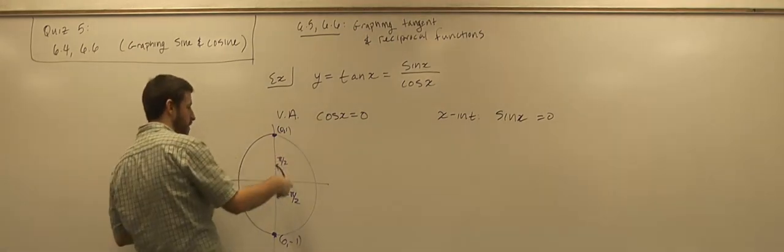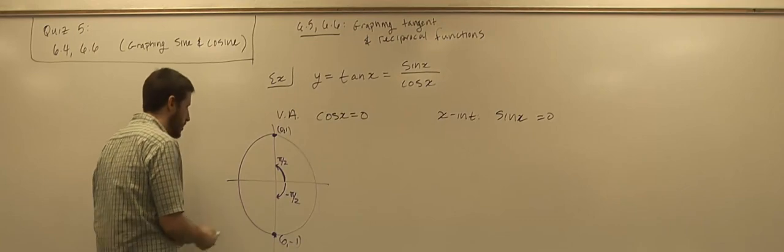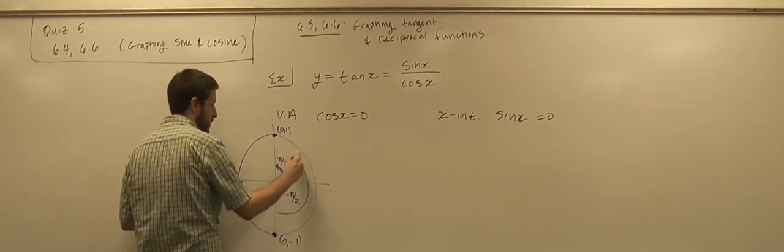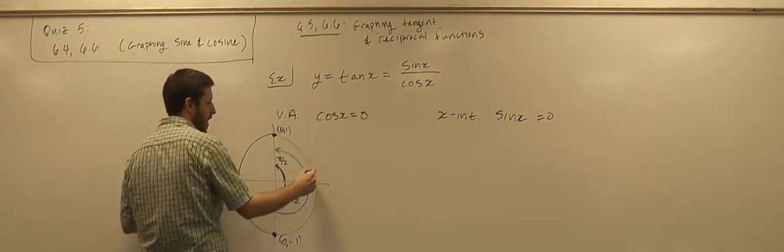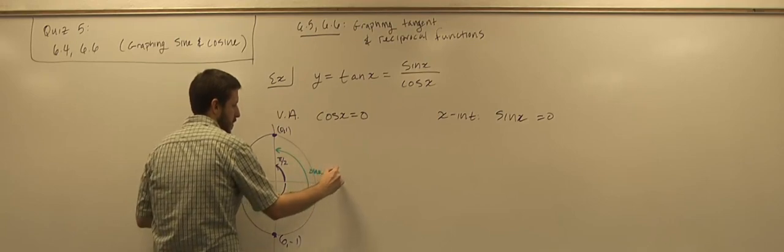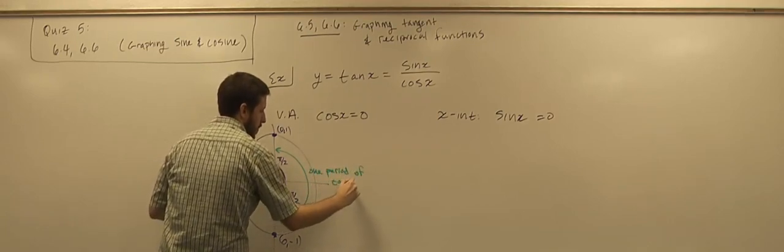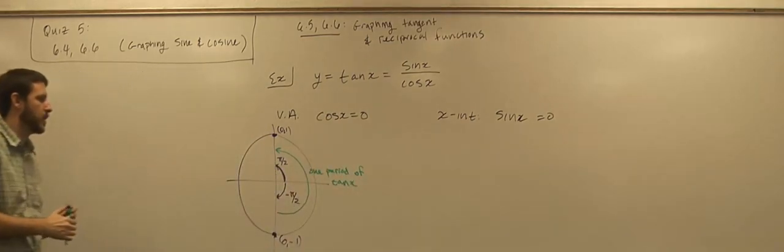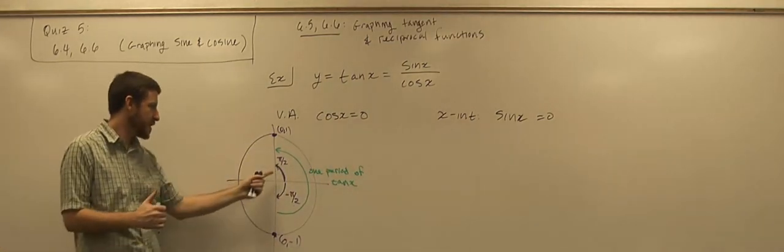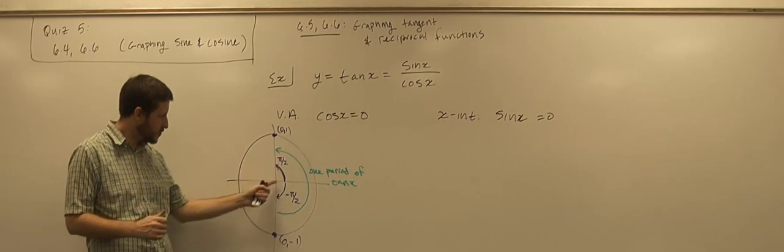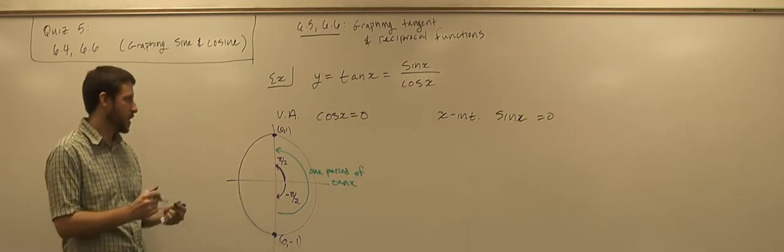And that's enough for one period, because one full period of tangent starts from here and goes here. Right? The period of tangent is pi. So when I graph tangent, for now, let me just use these 2 asymptotes.